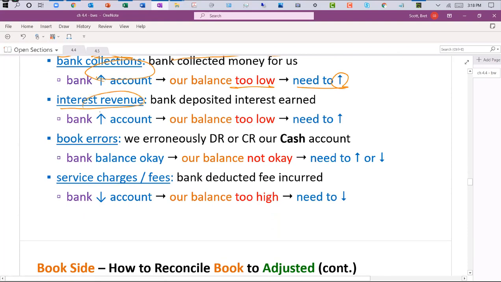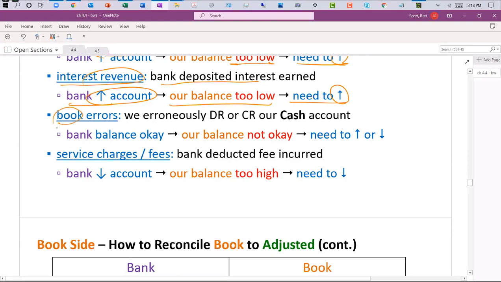Banks sometimes offer interest on their checking accounts, or at least on their savings accounts, not so much on their checking accounts. When banks offer us interest on those accounts, they'll usually just automatically deposit that interest into our accounts. So in that case, the bank will increase our account. And if we don't know about it, that means our T account balance is too low. We're going to need to make an adjustment upwards for that.